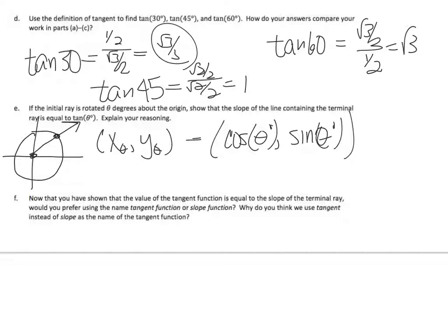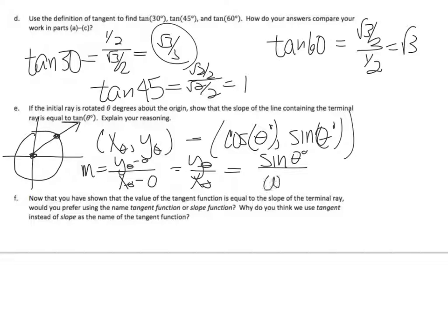So the slope of the line is always going to be the change in y, y theta minus 0, over x theta minus 0. Oops, that shouldn't be a theta. x theta minus 0, which is y theta over x theta, which is the same as sine theta over cosine theta. Okay, no matter where that is, that's what our slope is going to be.